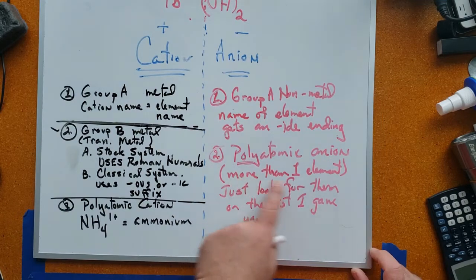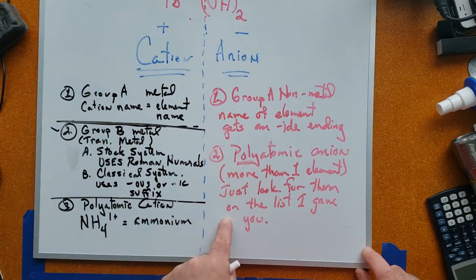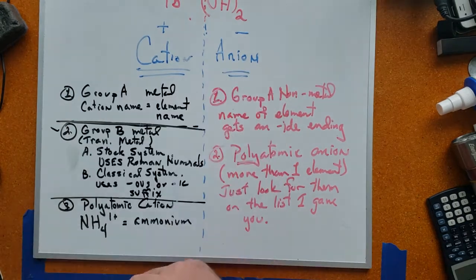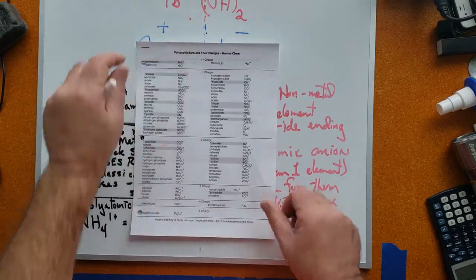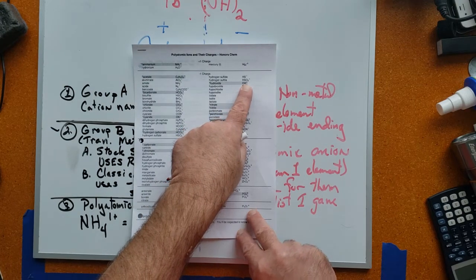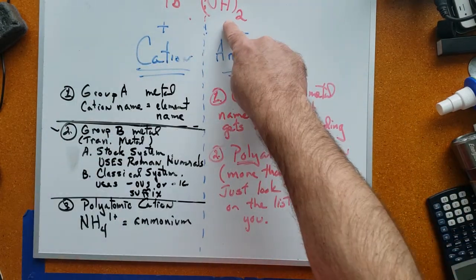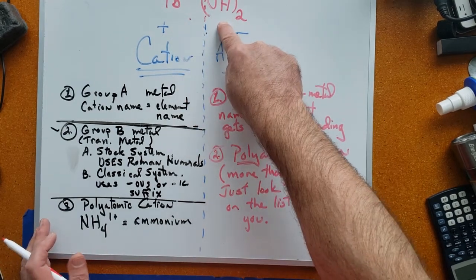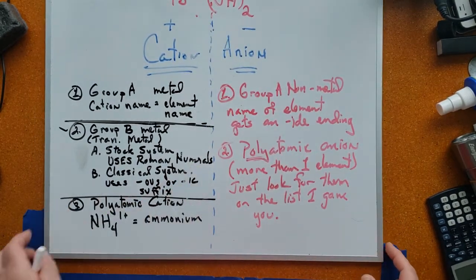So that's going to be more than 1. That's polyatomic. Just look it up on the list. All right, OH. Where's my list? OH, look it up here. Here it is right here. OH, and it's got a -1 charge, and it's known as the hydroxide ion. So this is going to be lead something hydroxide. Remember, for the lead, I need a Roman numeral.